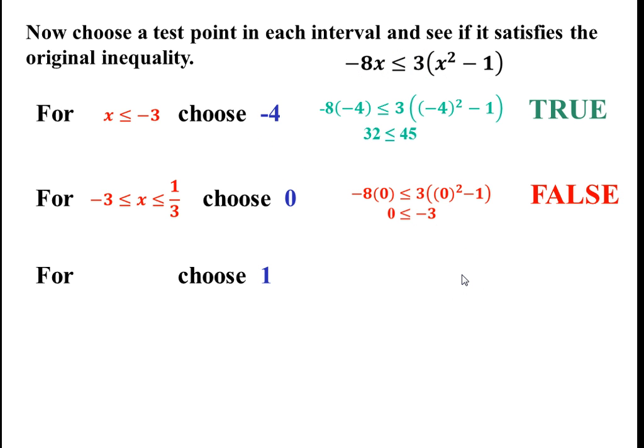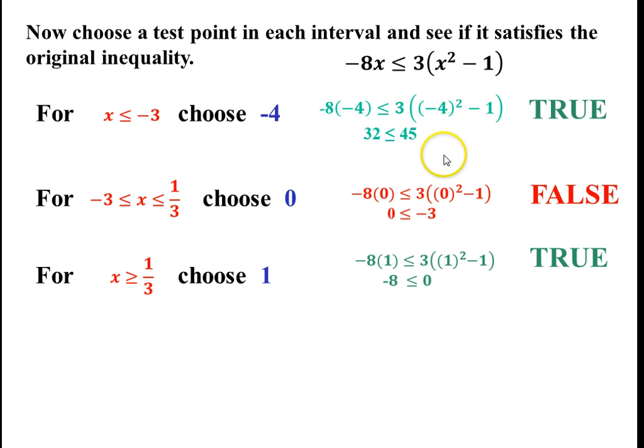And let's do a test point in the final interval. X is greater than 1/3. So let's pick any value greater than 1/3. Again, any number will work. A nice simple number is the number 1. So I plug 1 in for x. Negative 8 times 1 is less than or equal to 3 times (1 squared minus 1). And we come up with negative 8 is less than or equal to 0. Again, that's a true statement. Negative 8 is less than 0. So that's a good interval.